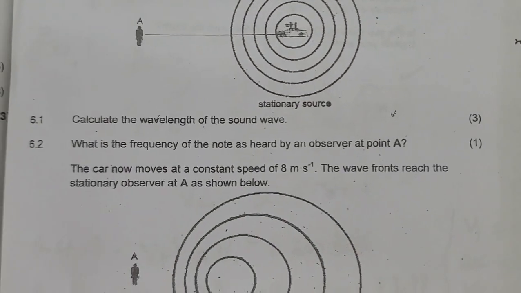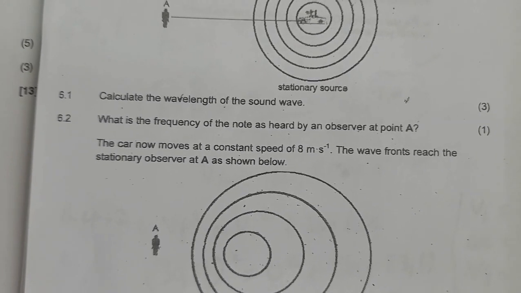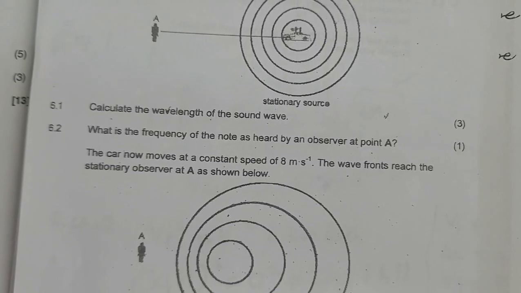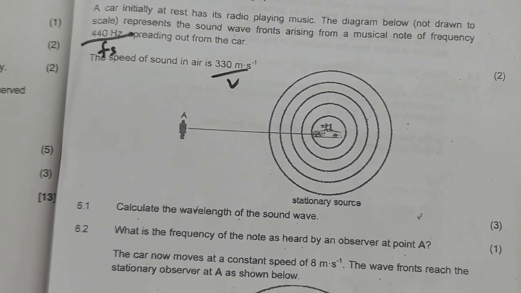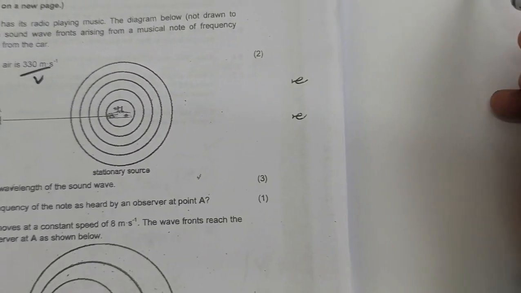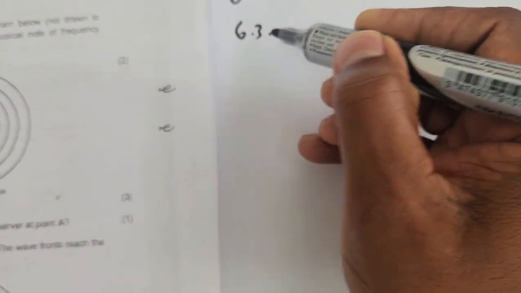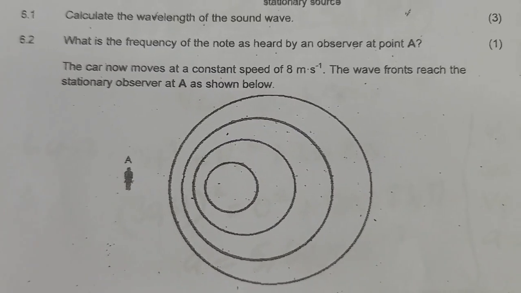Fine. Now they're telling us what is the frequency of the note as heard by the observer at point A, because both the source and the observer are stationary. Therefore it means that the emitted frequency and the detected frequency will be the same. Therefore it's 440 hertz. 6.3, 440 hertz.